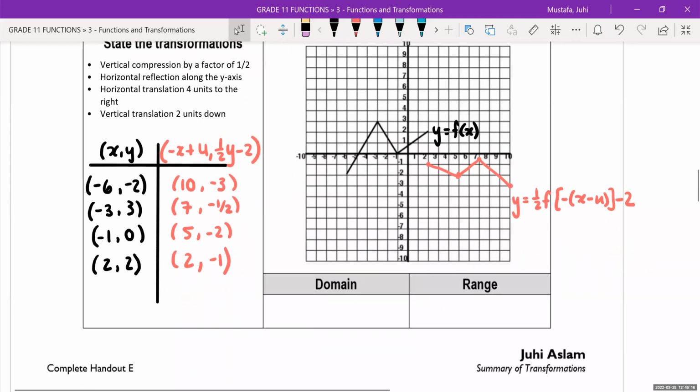And then for the domain, it goes from 2 all the way to 10. So we're going to have the set of all x values between 2 and 10, and x includes all real values.